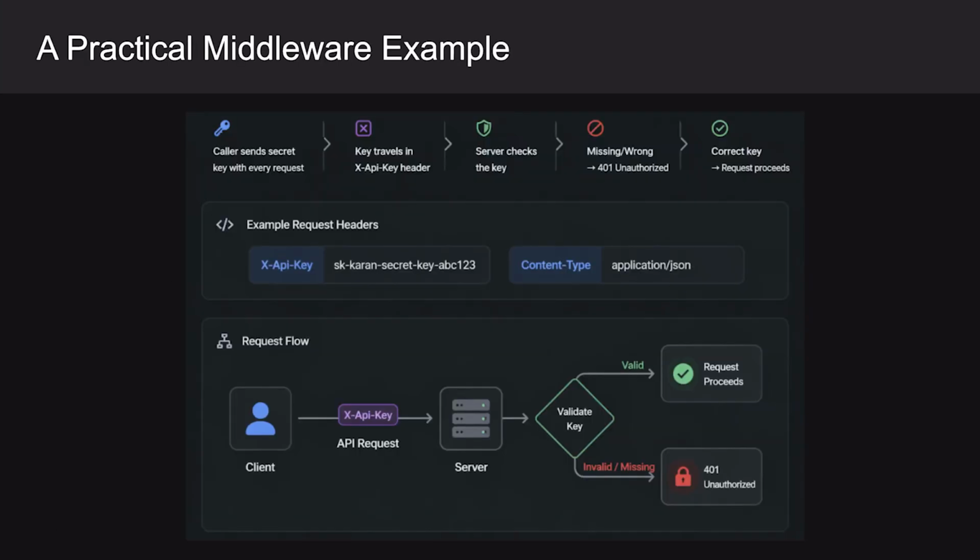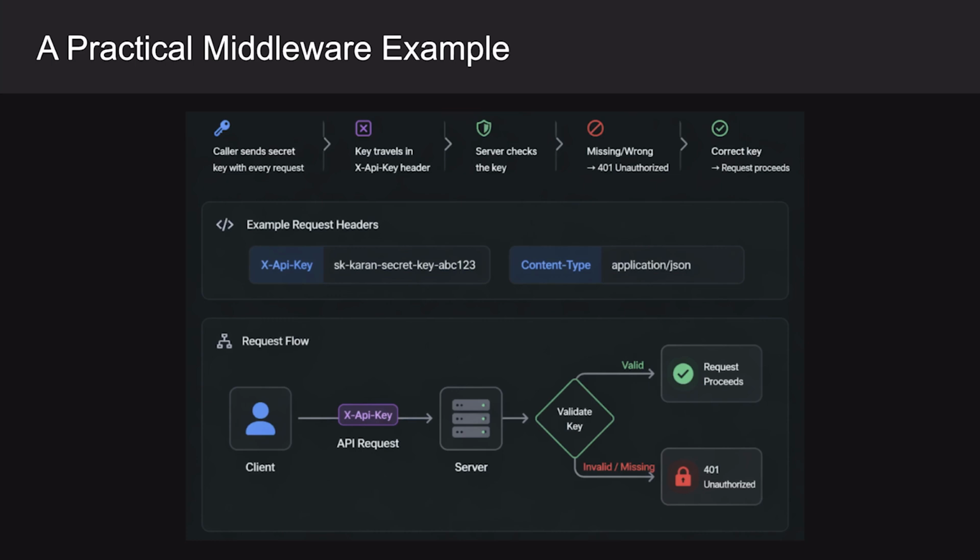API key authentication is the simplest auth pattern there is. The caller includes a secret key in a request header alongside every request. The server checks that key before doing anything else. If it's missing or wrong, the server returns a 401 and the request goes no further. If it's correct, the request proceeds normally.